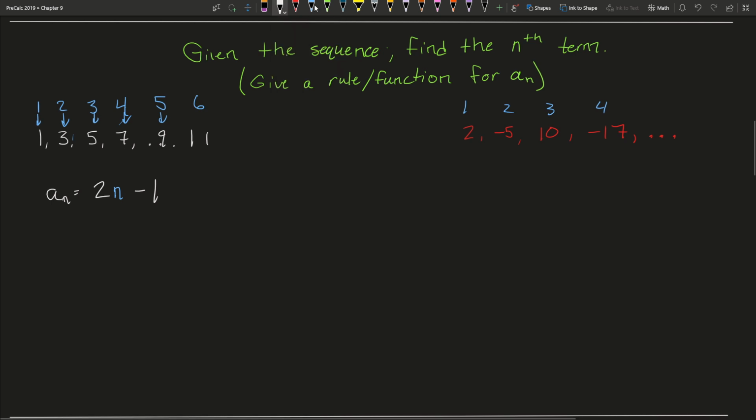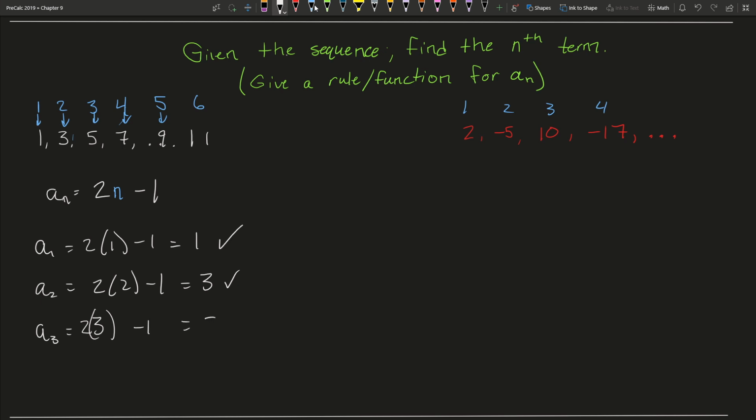So if we test that, a1 should be 1. So 2 times 1 minus 1, which is also equal to 1. So that checks out. The second term should be 3. So 2 times 2 minus 1, again, that's 3. So that checks out, and you can continue to do this. Okay, and all of them will end up checking out.